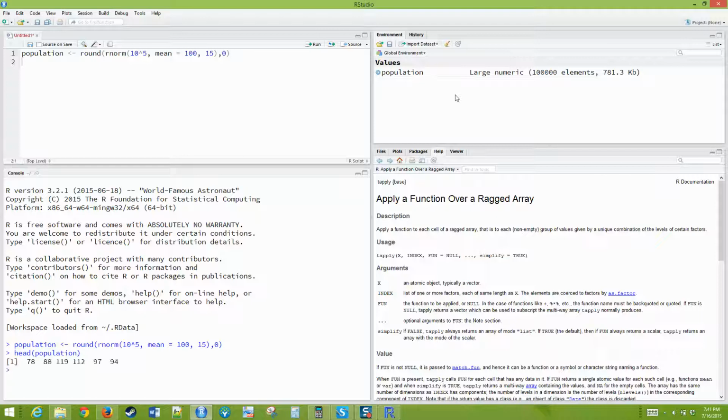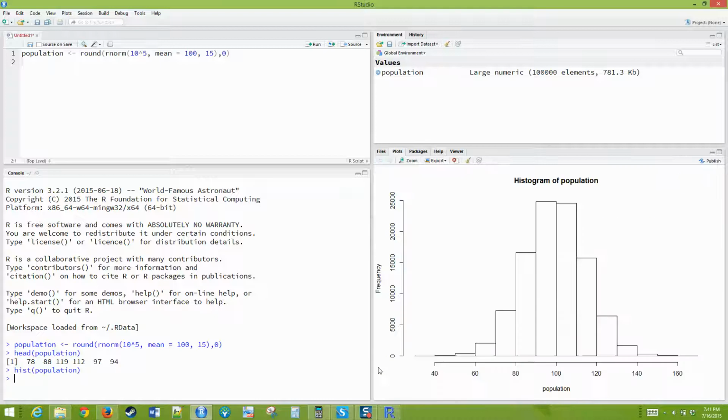So these are the first 6 entries in here, and we can ask for a histogram of the population. And we have a normal distribution for the population itself, with a mean of 100 and standard deviation of 15. We can see most IQ scores are between 80 and 120, and you have some people with high IQ, some people with low IQs.